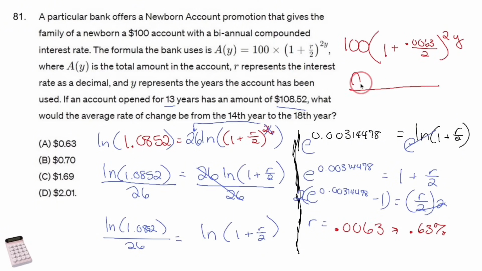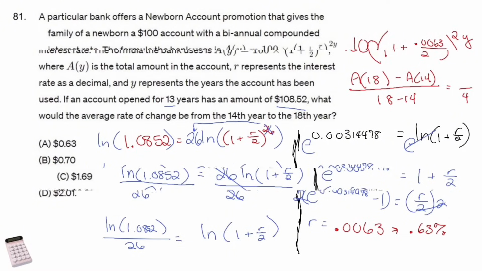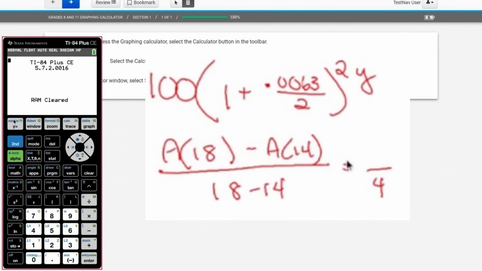I'm going to do that formula, find out a of 18 minus a of 14 over 18 minus 14, which is 4. So this is going to give me some terrible number, okay? Divide that by 4, and that'll be my average rate of change. It's not going to be a lot, but let's see what happens. Oh my gosh. So let's graph that terrible equation.